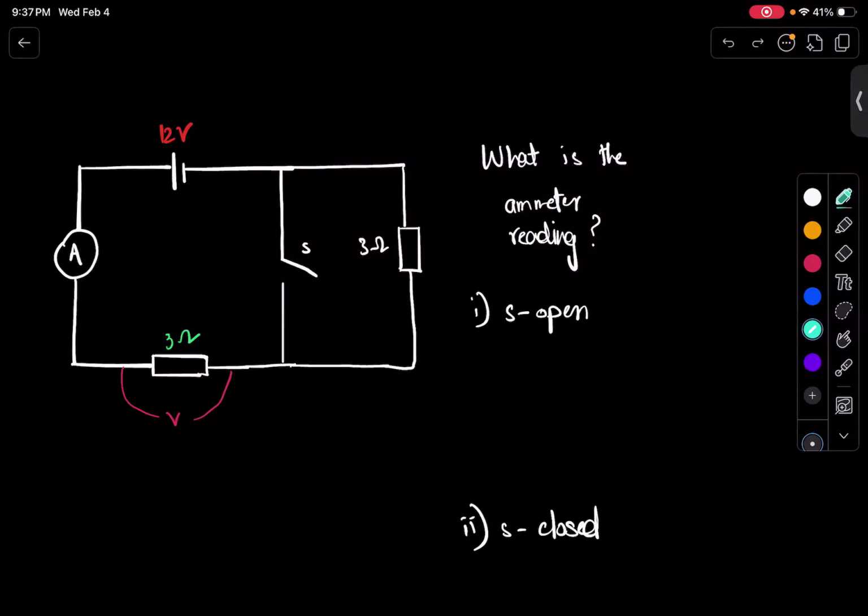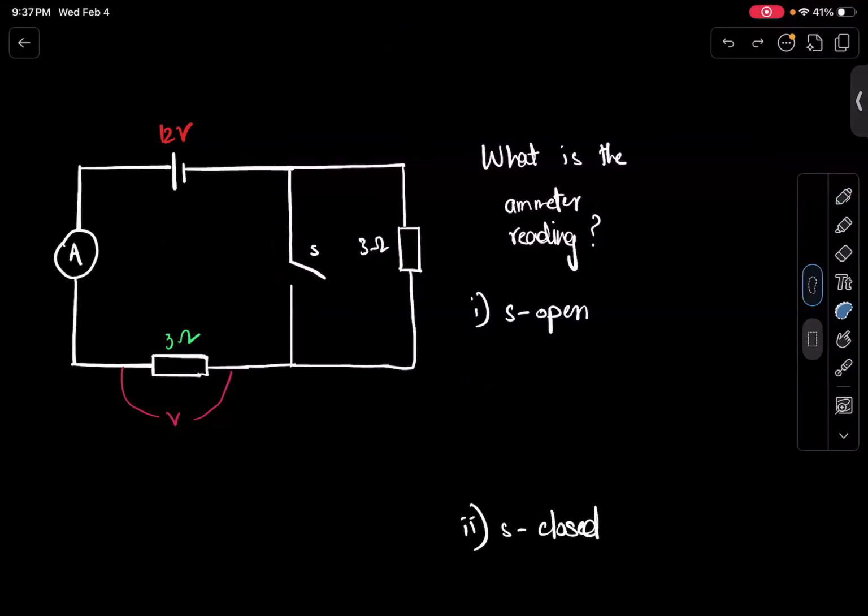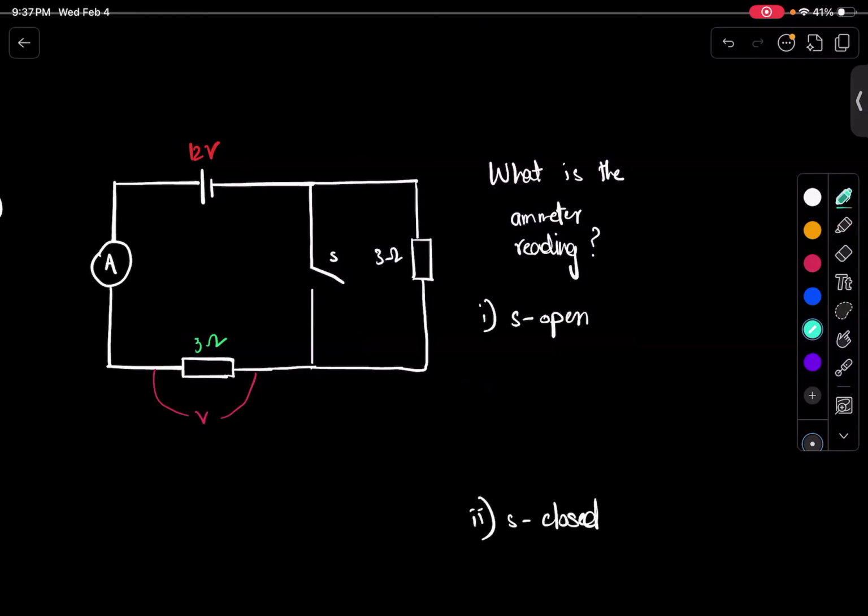If the switch is open, then you can assume that this junction does not even exist. This is just useless, like a wire hanging out. So if the switch is open, you just assume that this is your outer circuit, right? How do you do that? V is equal to IR, right? How do you calculate the current? I is equal to V over R, right?